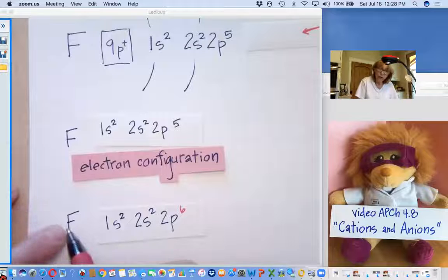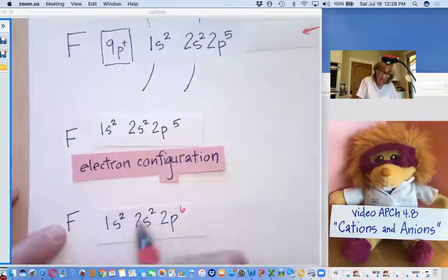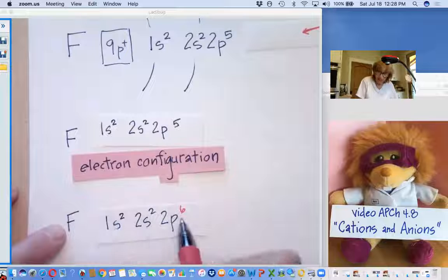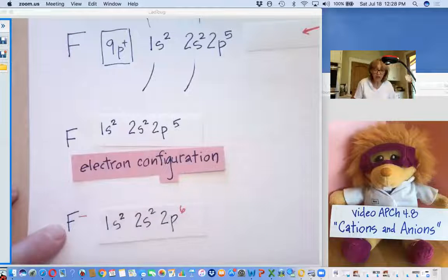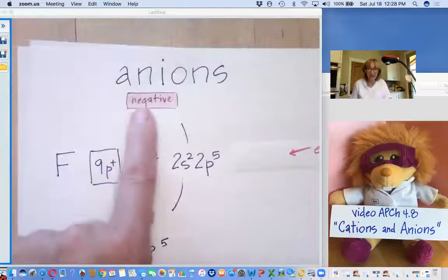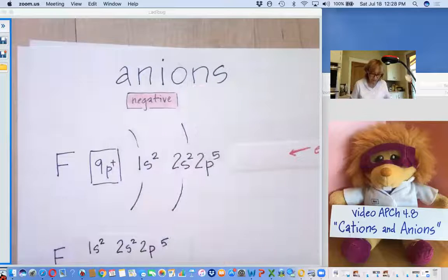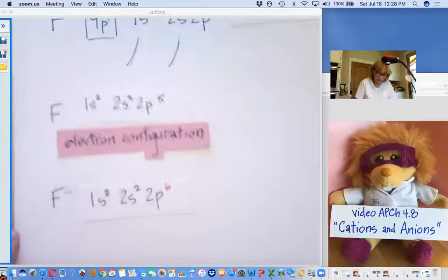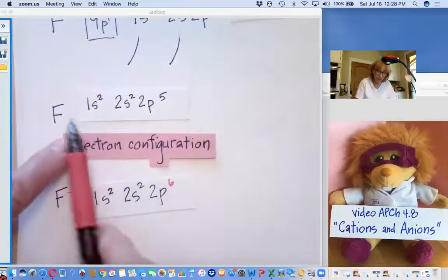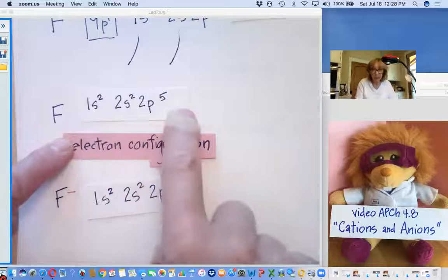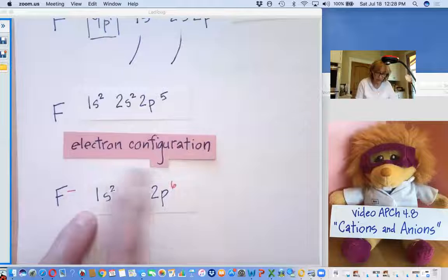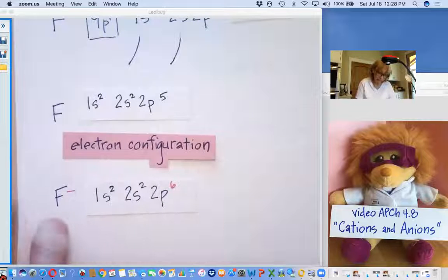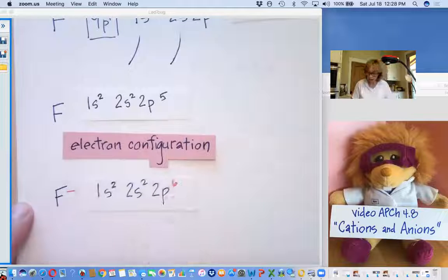And this is no longer a neutral fluorine atom, but because it has 1 extra electron, now 10, but still the 9 protons, this is an ion with a negative charge. Anions are negatively charged ions. So again, electron configuration of the neutral atom, which you can determine easily from a periodic table. And then I also want you to be able to write an electron configuration if an ion is formed. In the case of forming an anion, you're adding additional electrons.